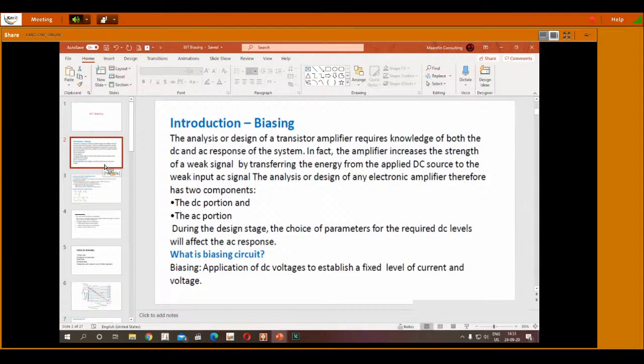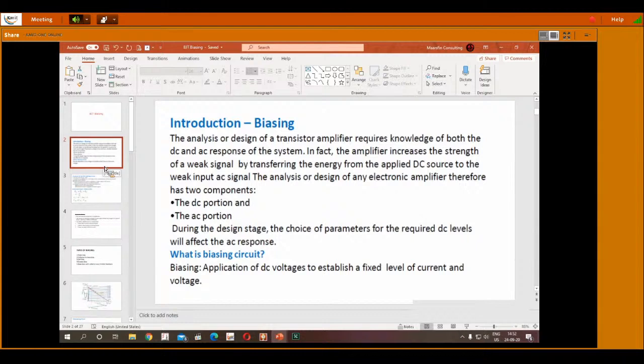Now let me explain what is meant by biasing. The definition of biasing is the application of DC voltages which establish fixed levels of current and voltage. So you are taking fixed levels of collector current as well as fixed levels of output voltage. To obtain those fixed voltage levels and fixed currents, we need to apply a DC signal.